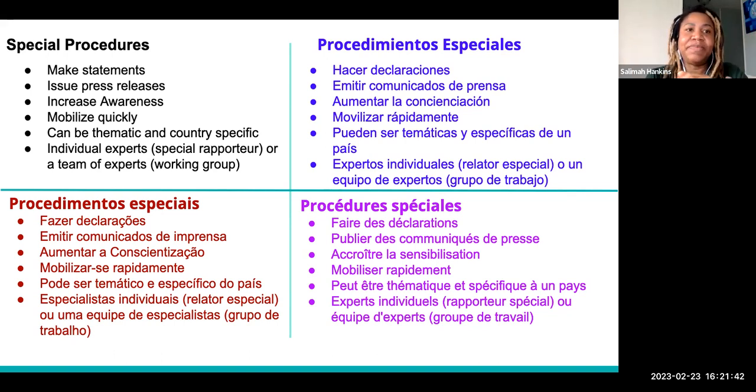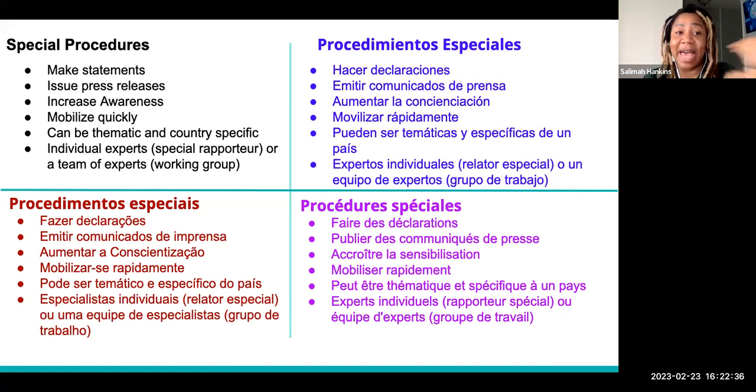They can make statements, issue press releases, increase awareness, and mobilize quickly. When I say mobilize quickly, there are other processes that are really important, but they might have a review only once every 4.5 to 5 years. Then you have to wait to present your issue. There are other processes that you can use, but generally speaking, those bodies are not as quick as the special procedures can be, because special procedures don't necessarily need permission or consensus to make a statement or issue a press release.